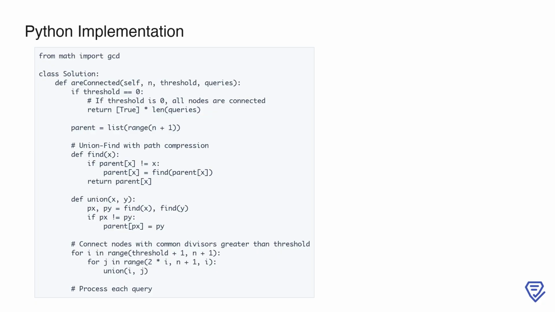Now, we iterate through all numbers greater than the threshold up to n. For each number, we identify its multiples within the range and use the union function to connect them. This step ensures that nodes sharing common divisors larger than the threshold are grouped together in the same connected component.